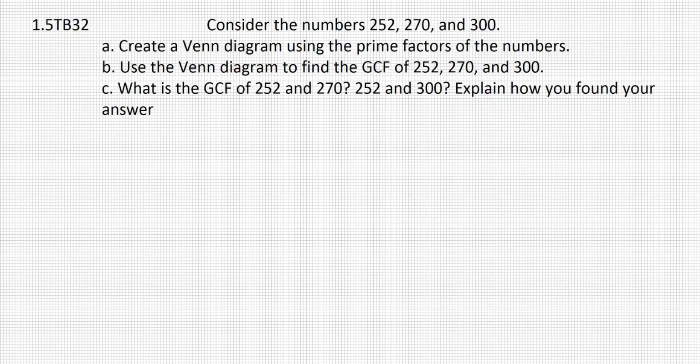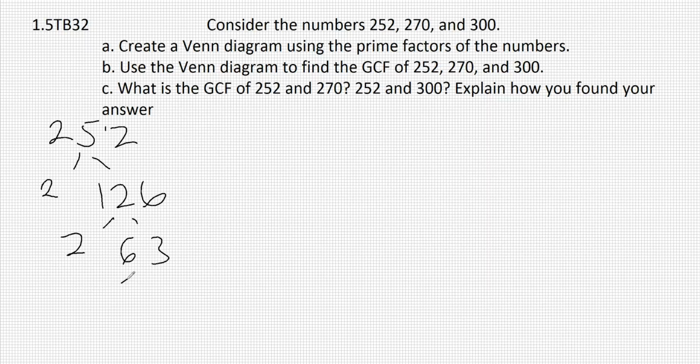What's the greatest common factor of 252 and 300? Explain how you found your answer. Alright, let's get busy. First thing we have to do is find the prime factorization of each of these numbers. So 252 is divisible by 2, so that would be 126. We can do 2 again, which is going to be 63. Now we can do 3, which is going to be 21, 3, and 7.